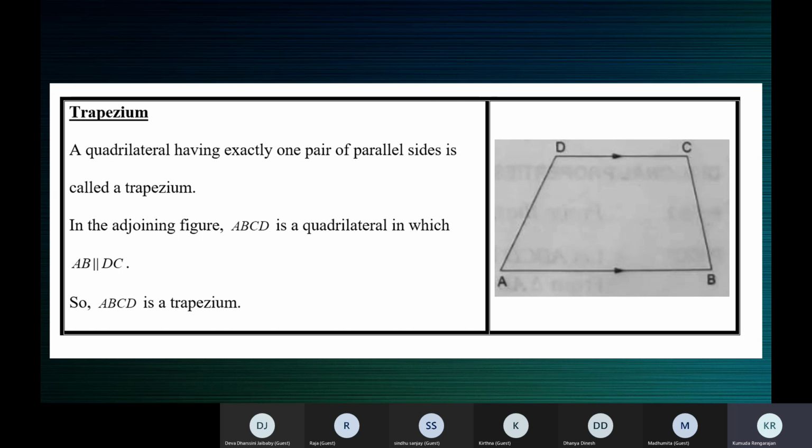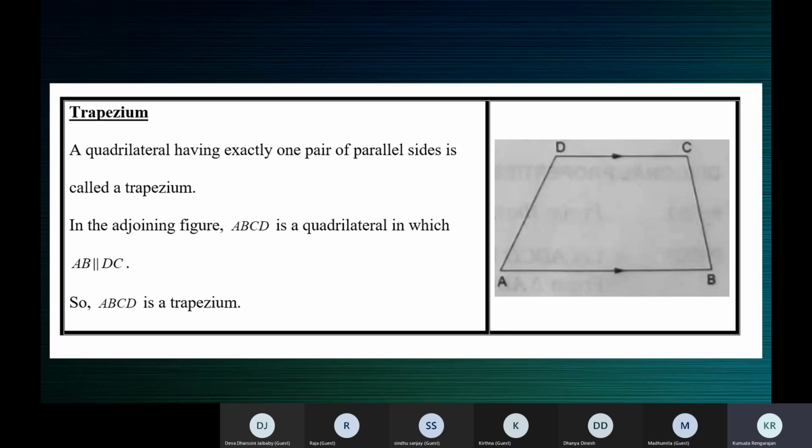Is a square a parallelogram? Yes, both the pairs of opposite sides are parallel. It is a parallelogram. So simply in a figure, if one pair of opposite sides is parallel, it is a trapezium. If both are parallel, parallelogram. Do we get that? Yes, ma'am.